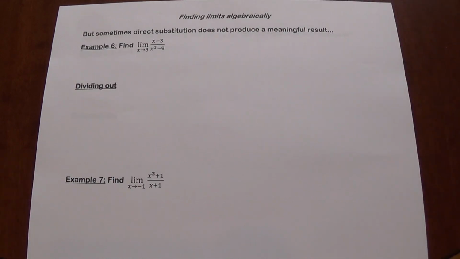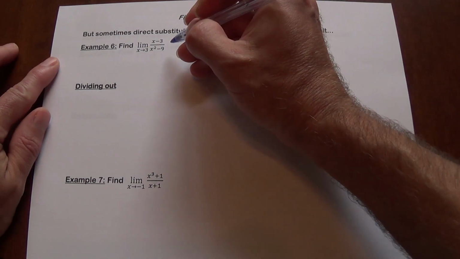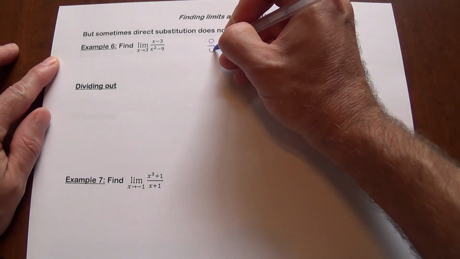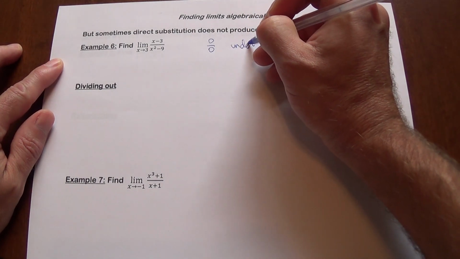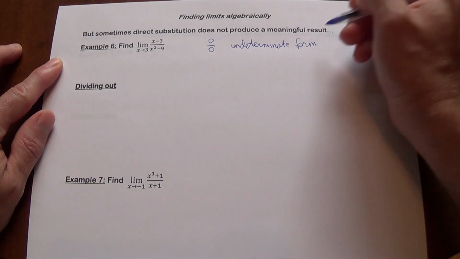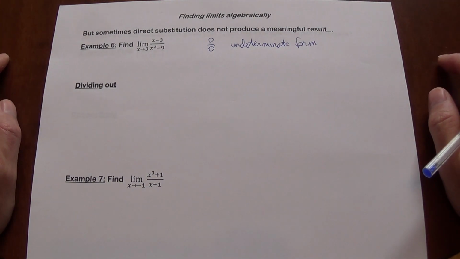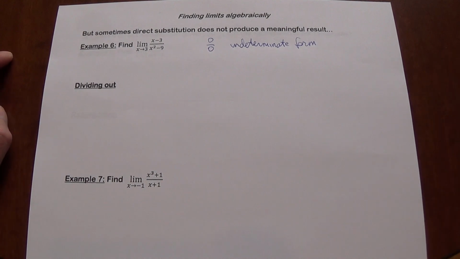Now, sometimes the limit does not produce a meaningful result. So if we take a look at example 6, we have this expression x minus 3 over x squared minus 9, and we're trying to find the limit as x approaches 3. So if you substitute 3 into this expression, you are going to get 0 divided by 0. 0 divided by 0 is what we call indeterminate form, which means we don't know what the outcome is. But arithmetically it's not going to work, because when you try to evaluate this, this is what you're getting.